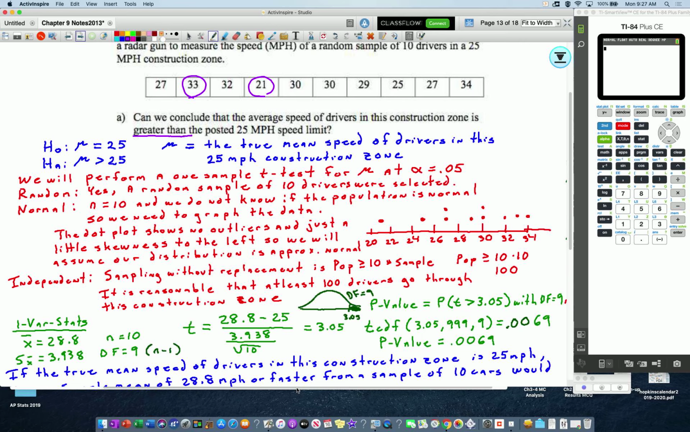All right, so now, one of the things you have to do in order to perform the test here is we need to get the sample mean and the sample standard deviation. So as you can see here, I said one variable statistics. So I'm just going to show you this real quick. I'm just going to go stat edit, and I'm just going to take a minute and type in these scores. So I just go 27, 33, 32, 21, 30 twice, then 29, and 25, 27, and 34.